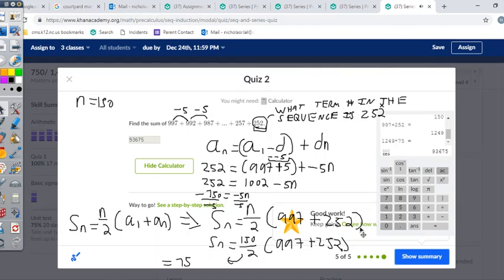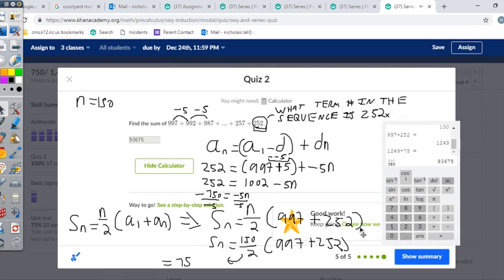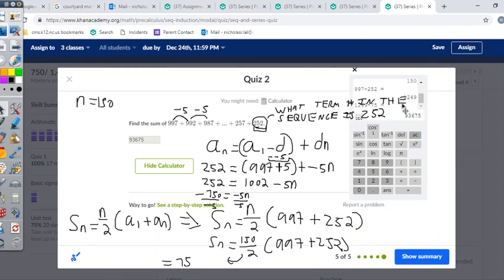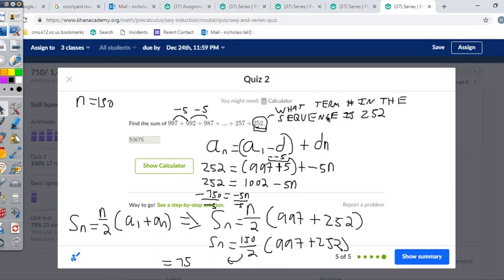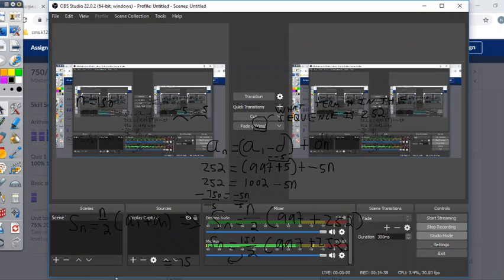Check, got it right. All right. So use the hints. There's step-by-step solutions. If you know the formulas, you can just plug it in.